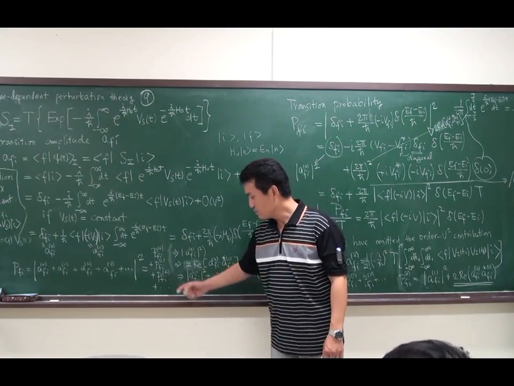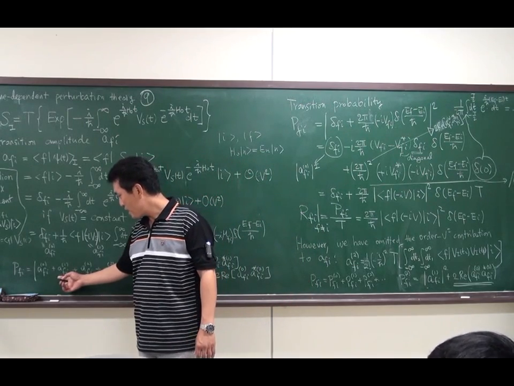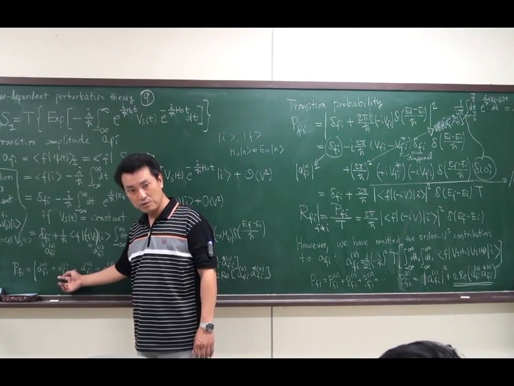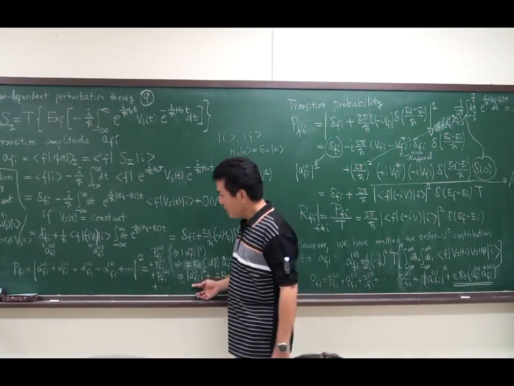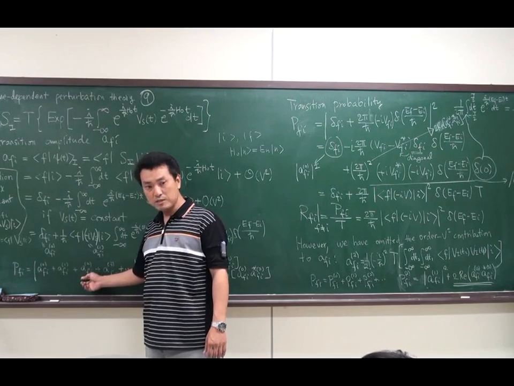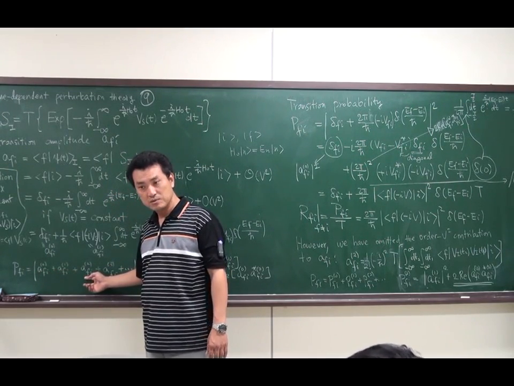What about the second order? If I want to find the second order, I have the square of the first order. I have the square of the first order. However, I still have another possibility: zeroth order multiplied by second order.